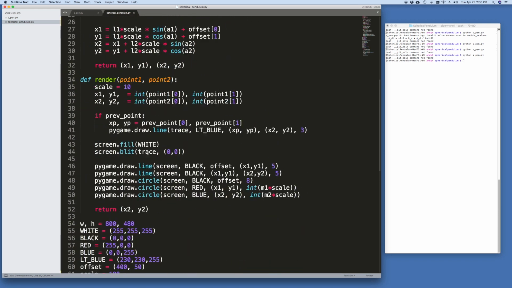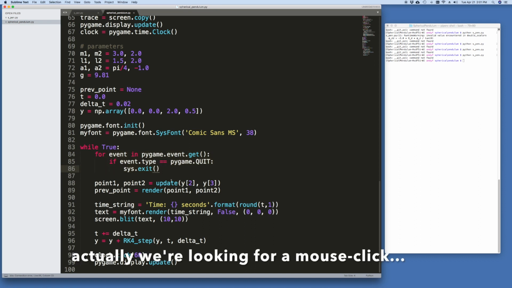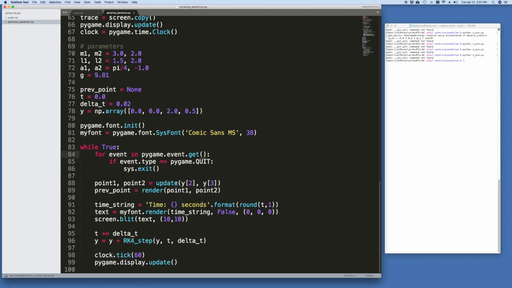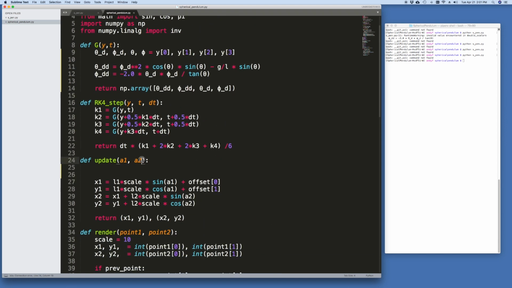And update now. So let's just go back to the loop and remind ourselves what's happening. While true, this just runs indefinitely. We're looking for a key press here to quit. The first thing we do is we update, based on the state vector, the location on the screen of the mass of the pendulum. And then we render it. So we update, we render, and then we increment time and we take our Runge-Kutta step. So we've got to update and then we've got to render. And by updating, we're passing the variables theta and phi. That's what is in the 2 and 3 position. So instead of A1 and A2, I can call these theta and phi.